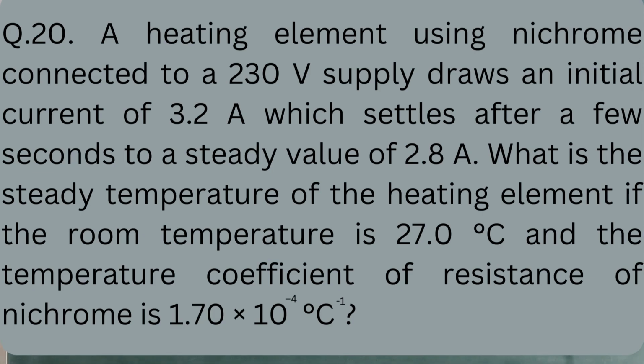20th. A heating element using nichrome connected to a 230 volt supply draws an initial current of 3.2 ampere, which settles after a few seconds to a steady value of 2.8 ampere. What is the steady temperature of the heating element if the room temperature is 27 degrees Celsius and the temperature coefficient of resistance of the nichrome is 1.70 into 10 to the power minus 4 per degree Celsius?